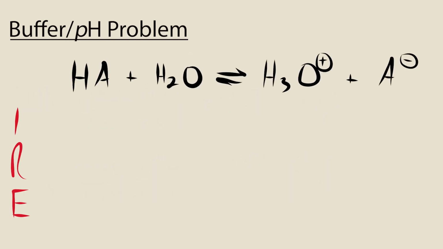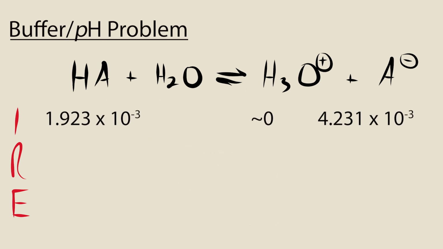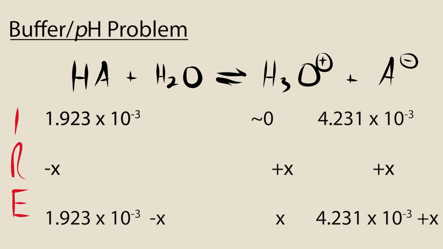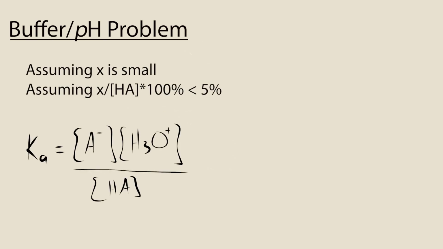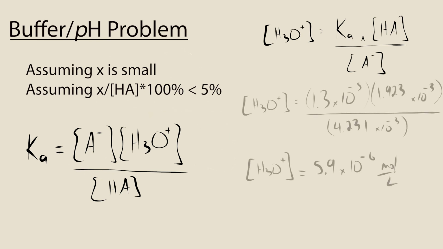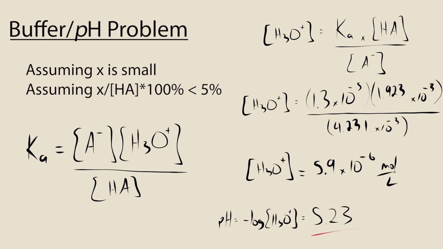An ICE table is usually employed to visualize the equilibrium mathematically. As usual with a weak acid, which has a small Ka, we can assume X, or the amount of acid that ionizes, to be small. Assuming X is small, we can simply use the Ka expression in order to calculate the hydronium ion concentration and finally the pH. As you can see, the result is the same whether using this method or the Henderson-Hasselbalch equation.